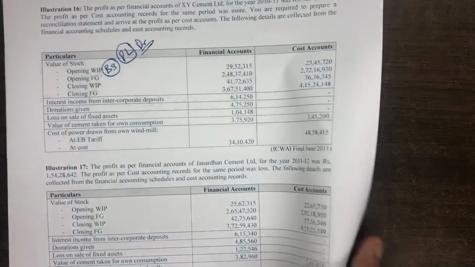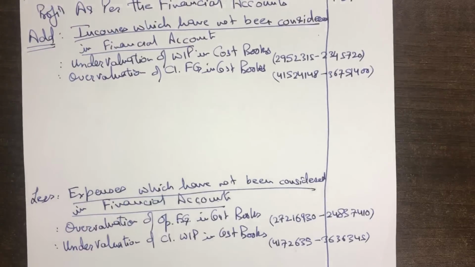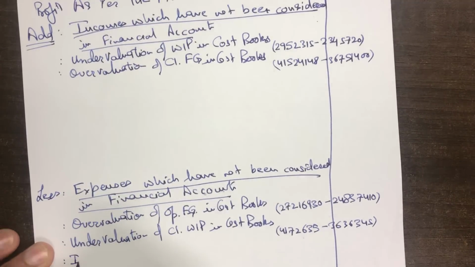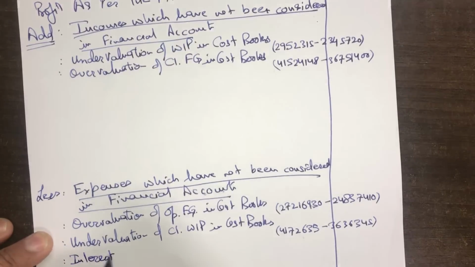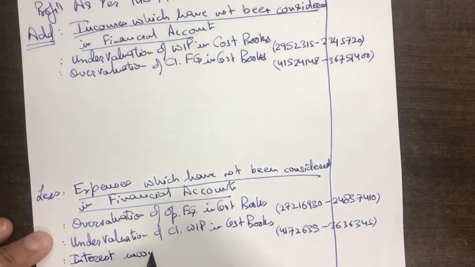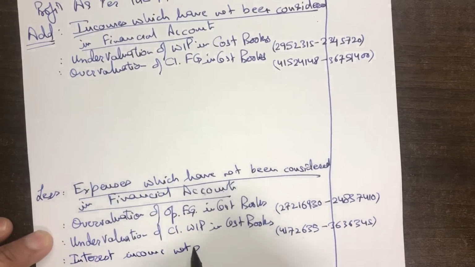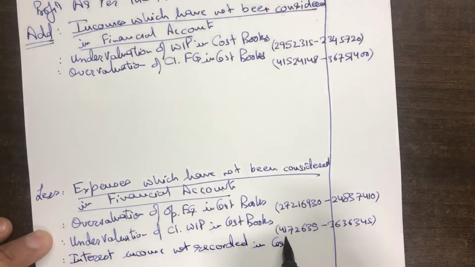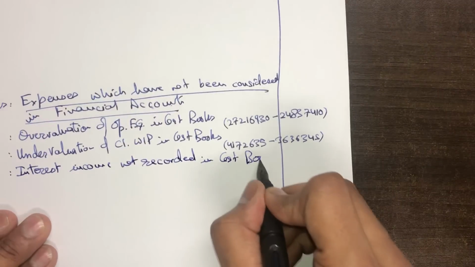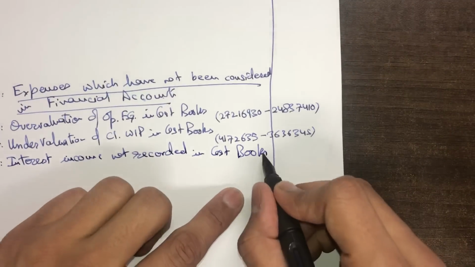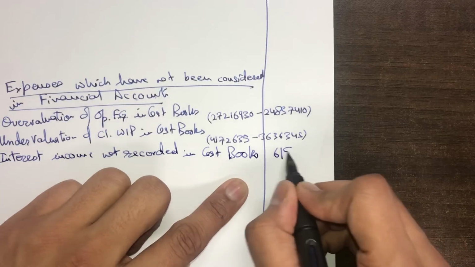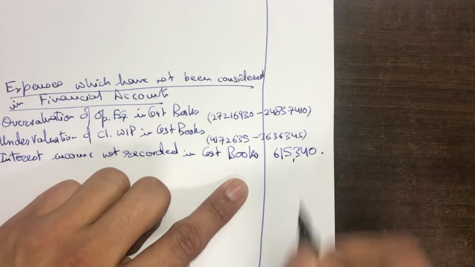Less. Interest income not recorded in cost books. Interest income which we have not recorded in the cost books is amounting to 615,340.